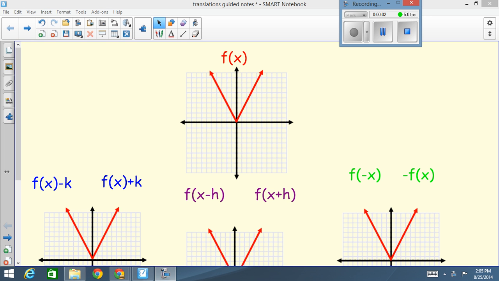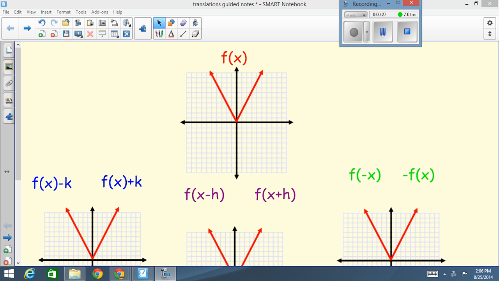Okay, so the next thing we're going to be talking about here in Algebra 2 regarding functions is basic translations or transformations. Essentially, we're going to take a function on a graph and we're going to move it. We're going to move it left, right, up, down. We're going to flip it. We're going to do all sorts of things with it. For now, we're just going to go over the basics.